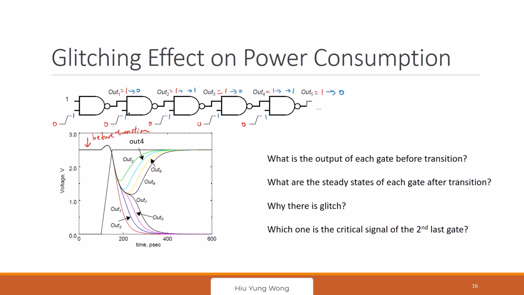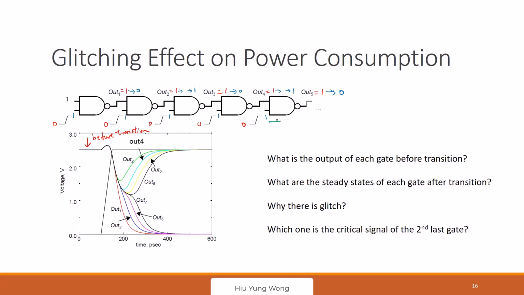0, 1 will give me 1. Yeah, so it starts with... I go to the opposite. I'm sorry. They all transit at the same time.